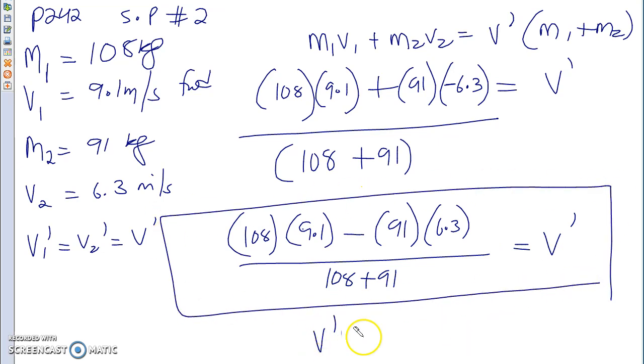Okay, what do you get for your V prime? What answer do you get? 2.05, so it's going to be 2.05 meters per second. So the velocity of the pair after the collision is 2.05 meters per second. It's going in the direction of the first player, so forward.